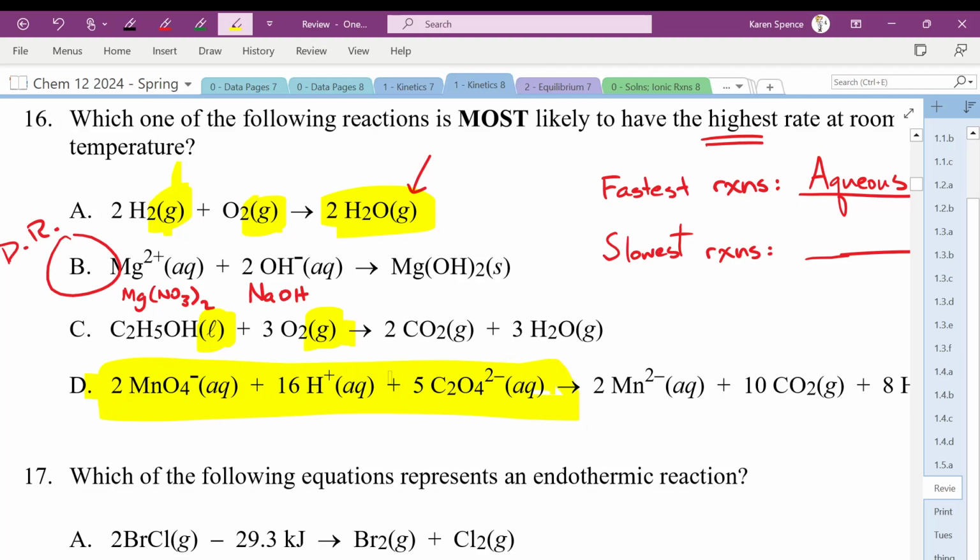But it's very complicated. How many particles do I have there? 5, 21, 23 particles, 23 reactant particles. That's going to involve a lot of, this is going to be a multi-step mechanism, yes? So yeah, that'll be slower. Okay, so D is slower than B.